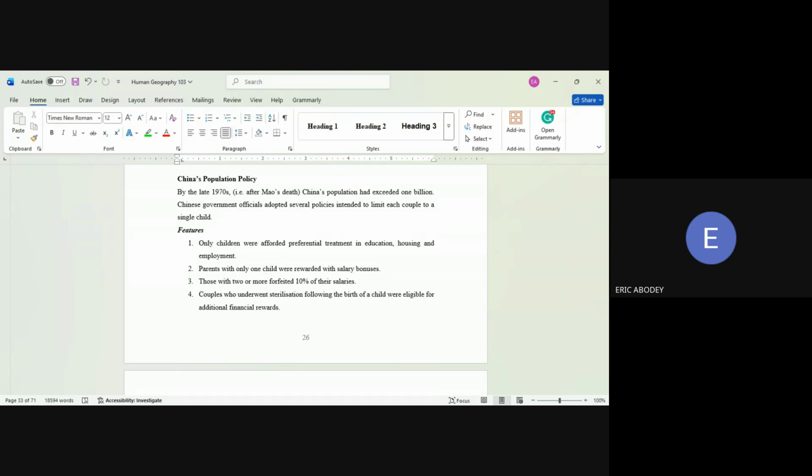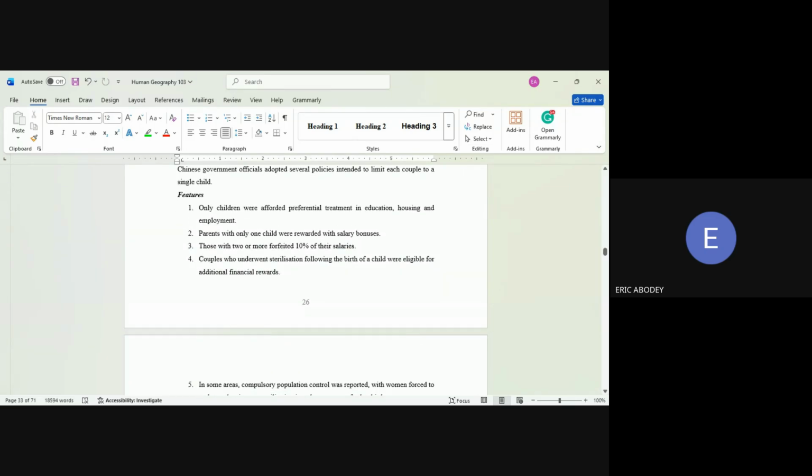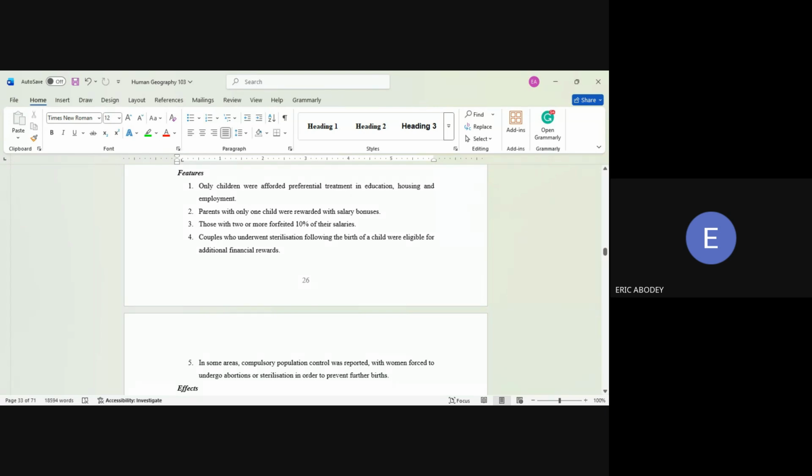So if you're Chinese and you gave birth to two or more, and you were earning 10,000 Ghana cedis, 10% will go. Then if you want to give birth to more children, no problem, but it is going to affect your salary. Couples who underwent sterilization, how do you know sterilization? Like making the eggs not have the potency of forming the embryo. What else, those who go into medicine? Okay, that's sterilization. When the sperms are, for want of better words, made inactive so that they cannot produce.